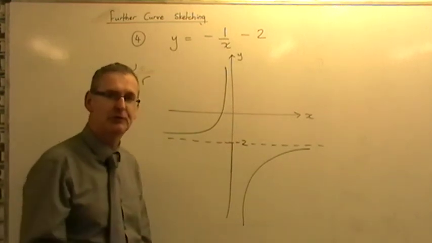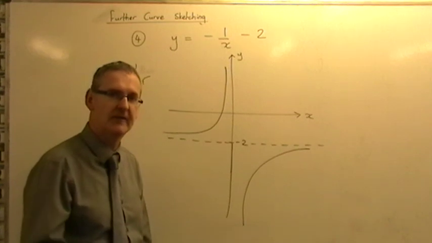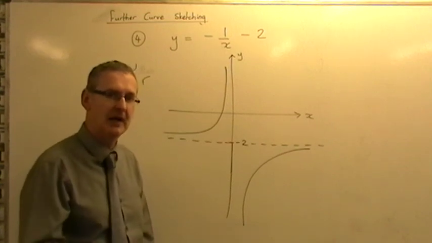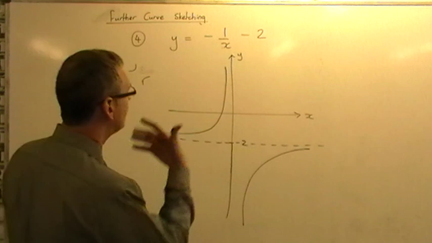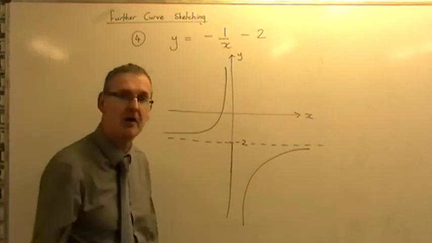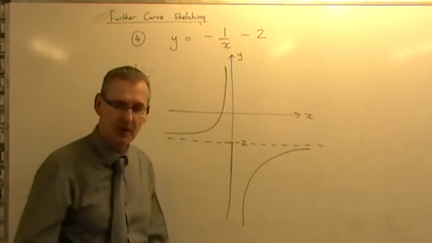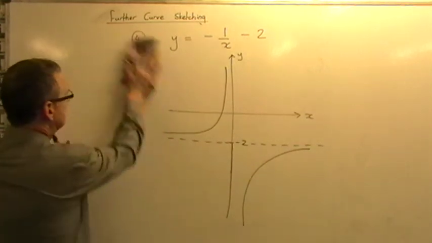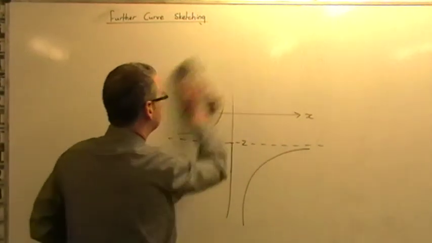Now, the reciprocal graph sketches at this level do not really get that complicated. So I would imagine if you get something like that, that's about as hard as it's likely to get. I suppose you could get something like this, but it's unlikely.